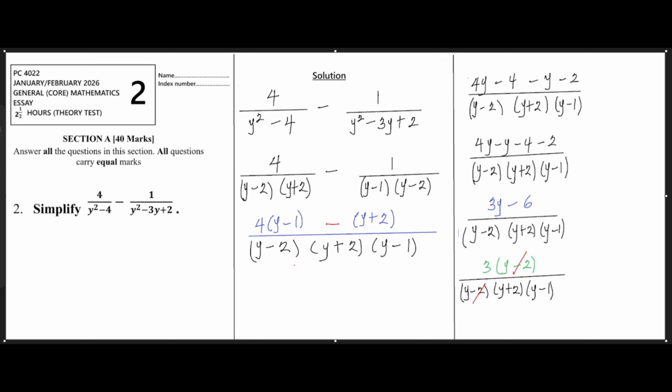So what is the final answer? The final answer is 3 on the remainder of the LCM, which is y plus 2 multiplying y minus 1. So this is the final answer. Thank you.